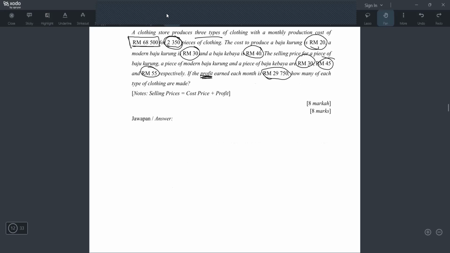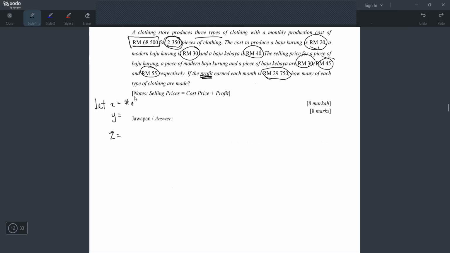Whenever I teach my own students, I always say, don't focus on all this information, just focus on what X, Y, Z represent first. So the first step is writing what X, Y, and Z represent. And there is a very fast way to determine this: by looking at the last line, at what the question wants you to find. The question wants you to find how many of each type of clothing are made. It means X, Y, Z will represent the number of each type of clothing.